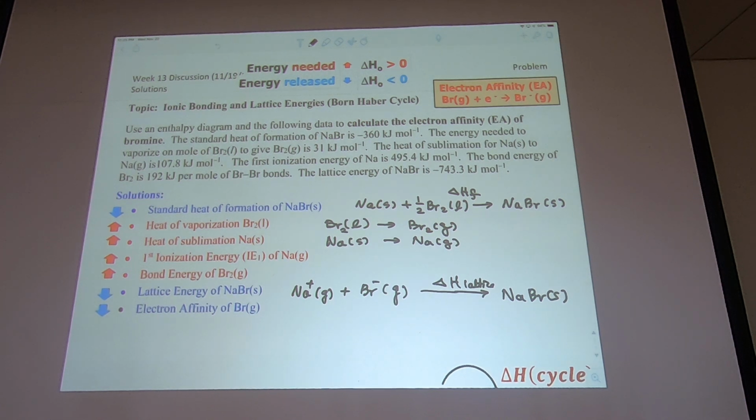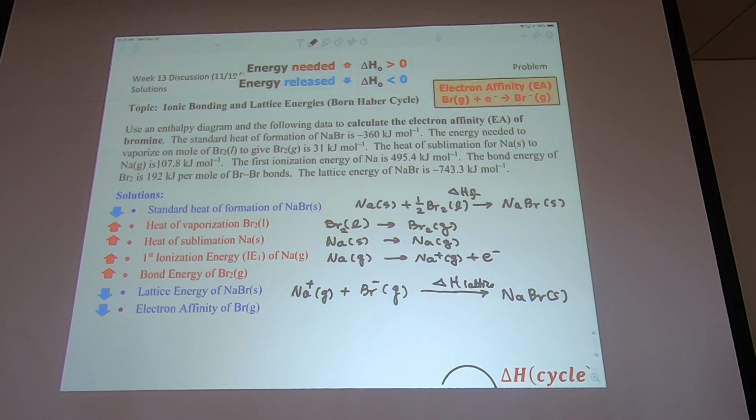What about the first ionization energy of sodium? That means energy needed. So sodium gas becomes sodium plus gas, losing 1 electron to the surrounding. Okay, so I'm doing that.